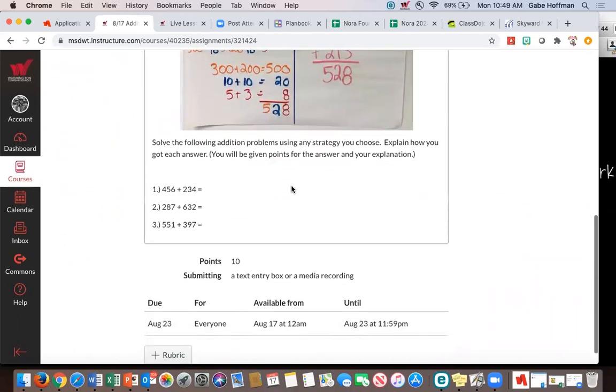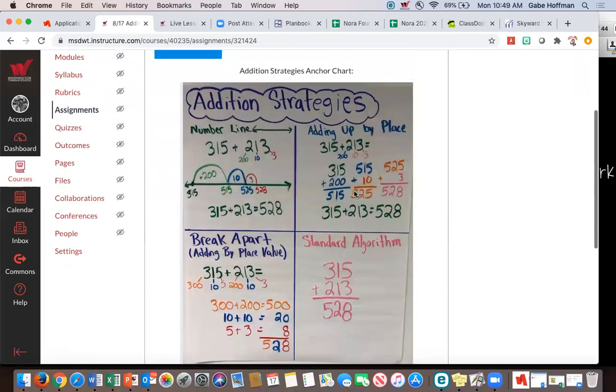And it says solve the following addition problems using any strategy you choose. Explain how you got each answer. So notice it says, I'm going to highlight it. You will be given points for the answer and the explanation. Okay? You get an automatic 4 points for completing the assignment. After that, you get 1 point for each correct answer and 1 point for your explanation. So you've got to both solve the problem and explain how you got the answer, what strategy you used. Okay? That's under math assignments.